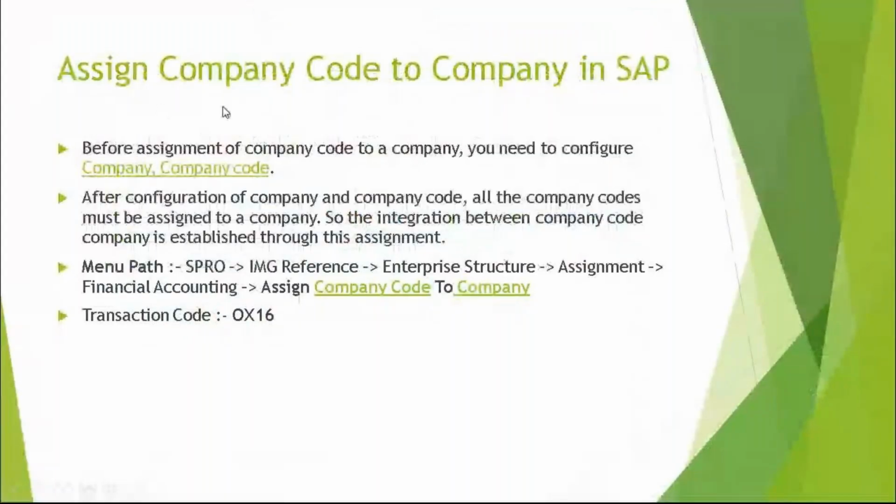Next we do the assignment: assigning company code to company. Before assigning the company code, you need to configure the company and company code. We created the company, then we created the company code for the company, with edit, copy, delete, check company code data. After configuration of the company and company code, all the company codes must be assigned to the company only. This is nothing but an integration between the company details. So this is the path and this is the T code. OX16 is the T code for assign company code to company. Under the heading, write down assign company code to company, then write down the path and the T code.